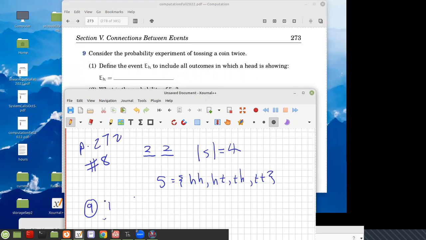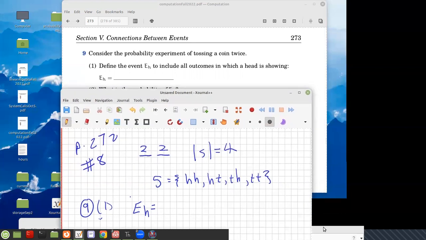Number 9, the first one says, concerning the same probability experiment, define the event E_H to include all outcomes in which a head is showing. So what you want to do is write down the definition of the event in which one head is showing. Well, we want all of the outcomes here that have a head showing, at least one head. So there it is. E_H is these 3 events.